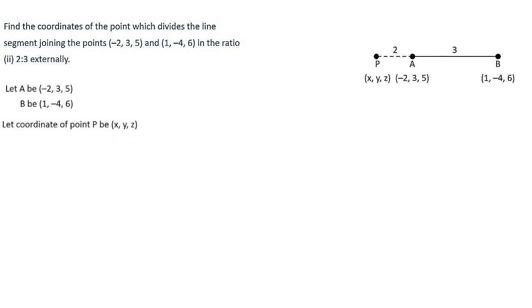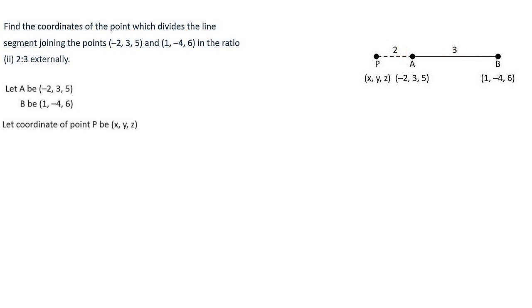The first question, second part. Find the coordinates of the point which divides the line segment joining the points minus 2, 3, 5 and 1, minus 4, 6 in the ratio 2:3 externally. This is external division. As before, we take A and B, and assume the coordinate P as x, y, z. Visualize: external division means P will be somewhere outside of the line segment AB. So P we take here, with the coordinates of A and B, and the external division 2:3. This portion we take as 2 and this one as 3.